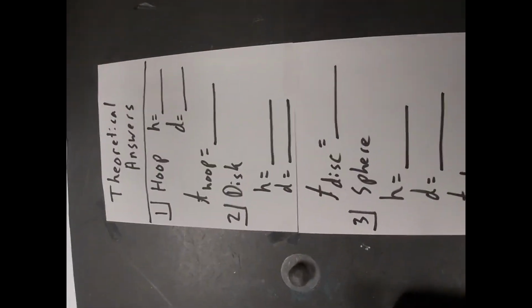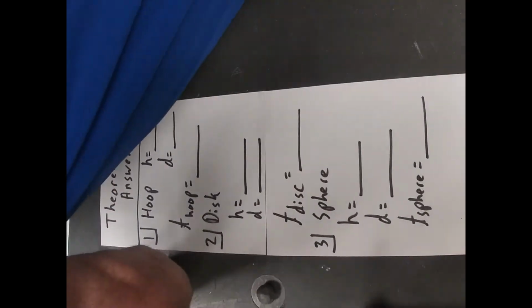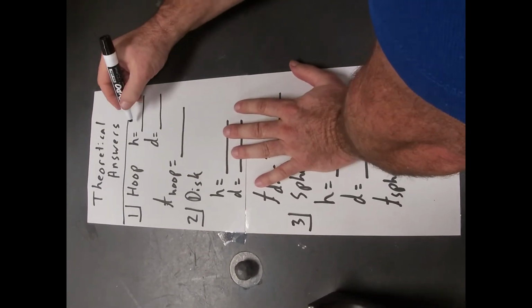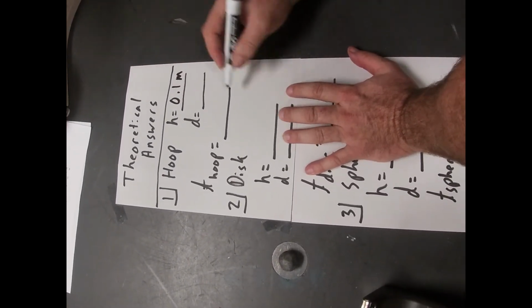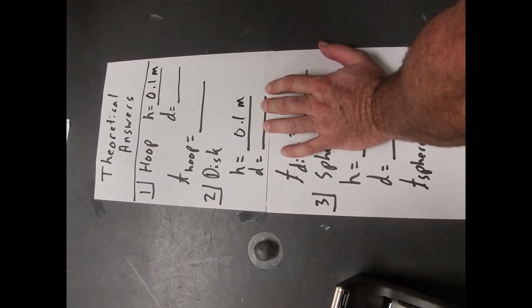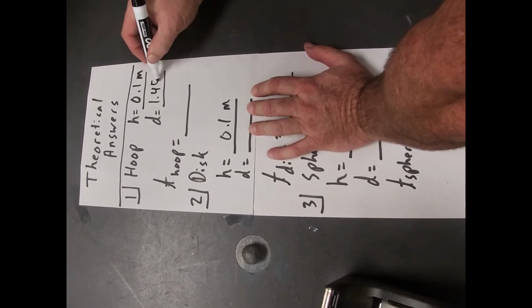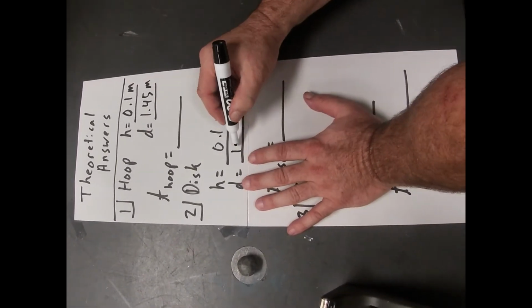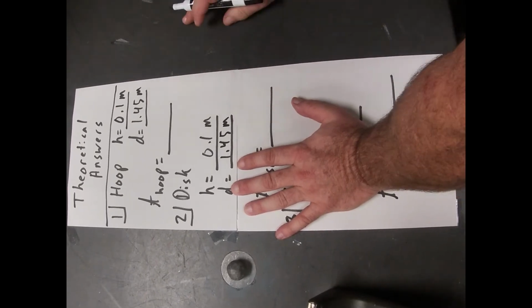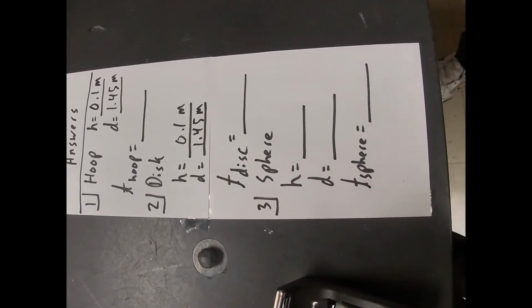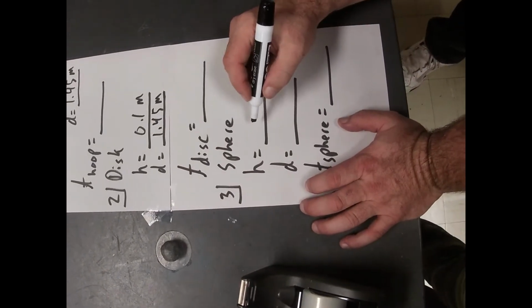Okay, so as I promised you, I'm going to go ahead and write these down for you. The height of the disc and the hoop are both 0.1 meter. They both have the same height and the same distance down the incline, which was 1.45 meters. You should be able to use this to find the time of the hoop and the time of the disc.